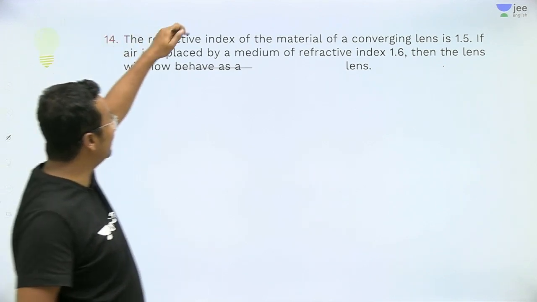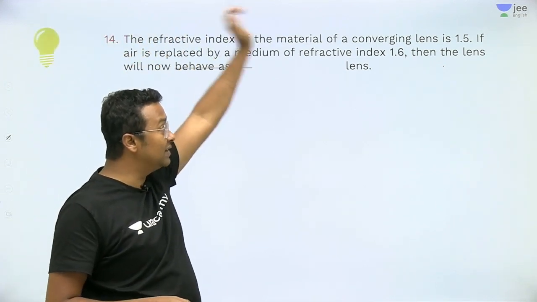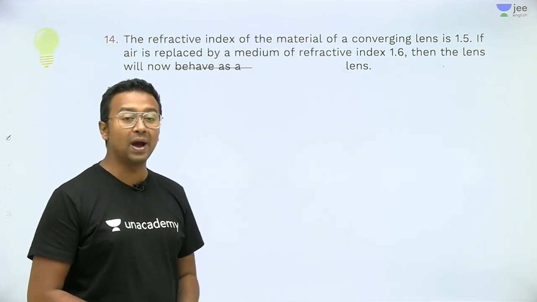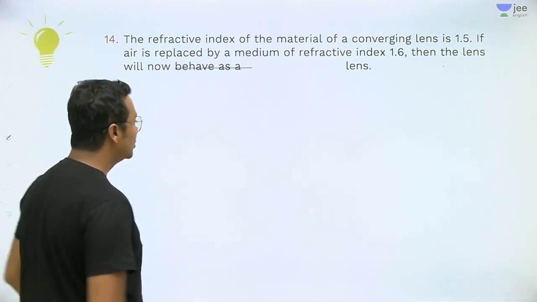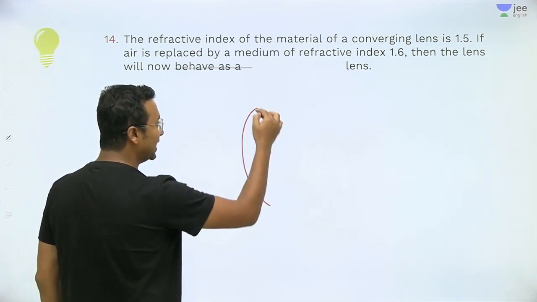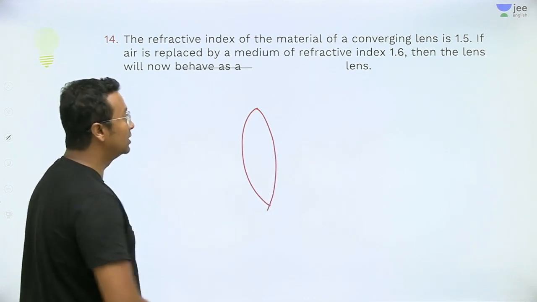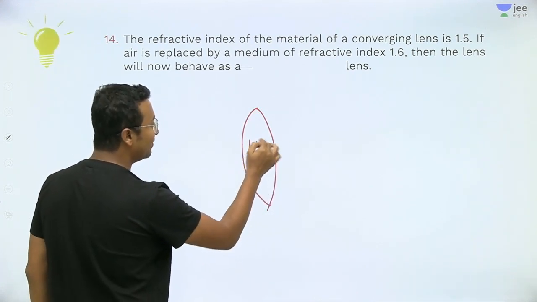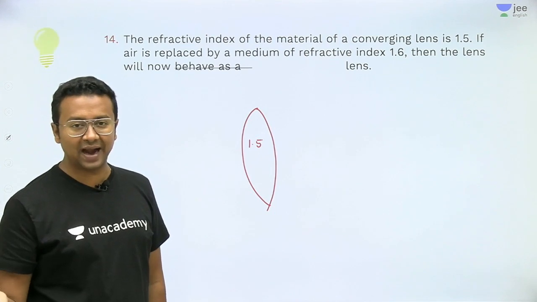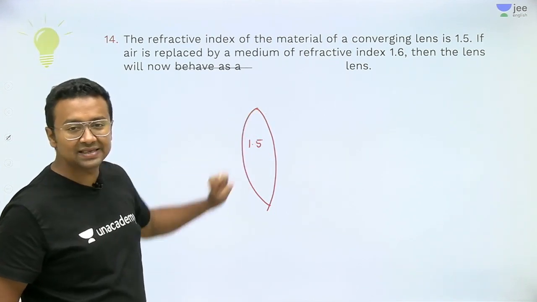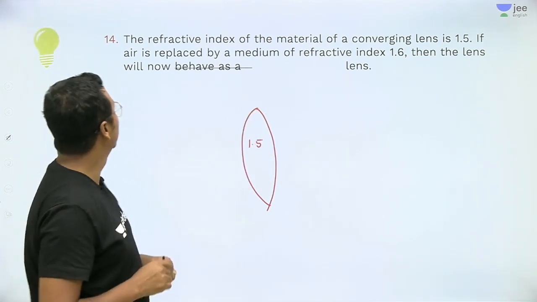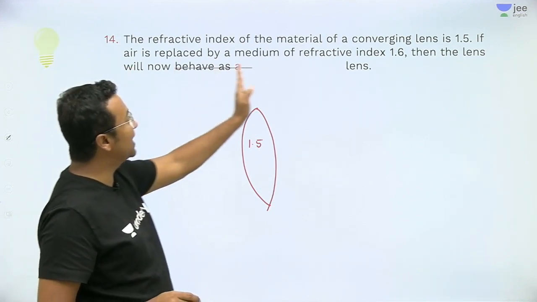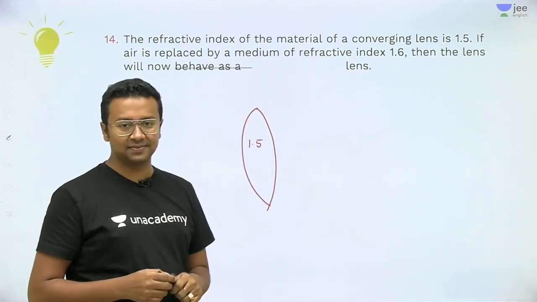The refractive index of the material of a converging lens is 1.5. Let me take a converging lens out here. Now, the material is 1.5. The refractive index of the material of this converging lens is 1.5. If the air is replaced by a medium of refractive index 1.6, right?